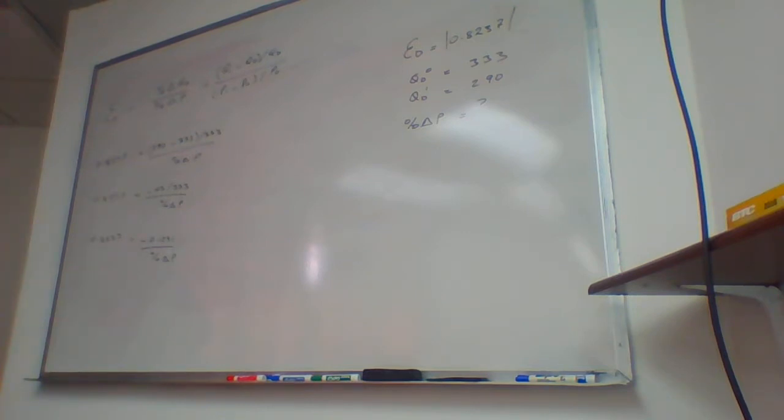But we want percentage change in P by itself, so how do we go about getting that? How do I cross multiply to get my percentage change in P? Times the 0.8237 by the 0.1291.